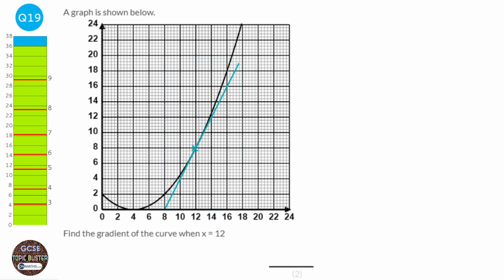So I'm just going to draw a line across and up, and we know that gradient is the change in y over change in x. The change in y is 2, and the change in x is 1. 2 divided by 1 is just 2. So the gradient at x equals 12 is 2. Now notice it says x equals 12. It's a curve, so the gradient's constantly changing, but an estimate of the gradient at that point is roughly 2.